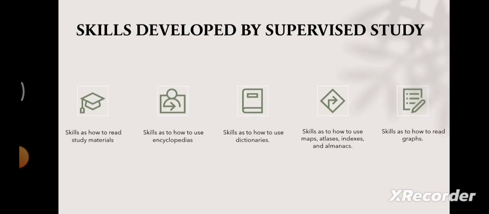Now let's see the skills developed by supervised study. The first skill is how to read study materials, and the second is how to use encyclopedias. Other skills are how to use dictionaries, how to use maps, atlases, indexes and almanacs, and how to develop reading graphs. These are the skills developed by supervised study.